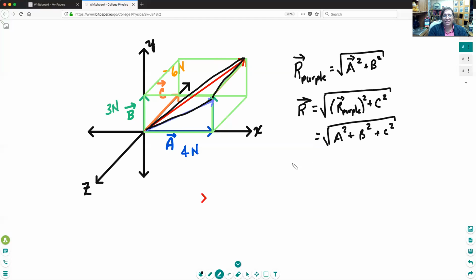Okay, so going back to our example here, we've got the 4 Newton force for A, 3 Newton force for B, and a minus 6 Newton force for C. We can substitute all these in, and we get our 4 Newton squared plus 3 Newton squared plus the minus 6 Newton squared.